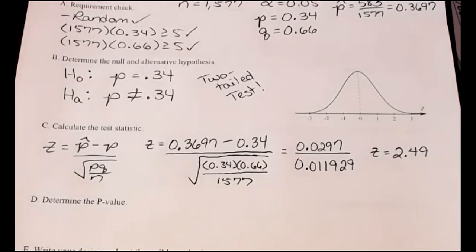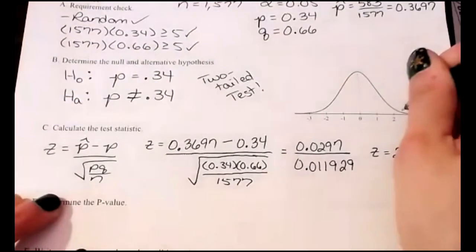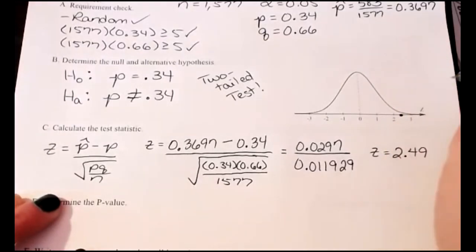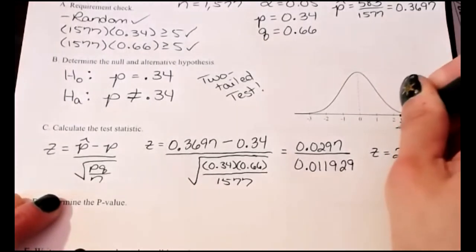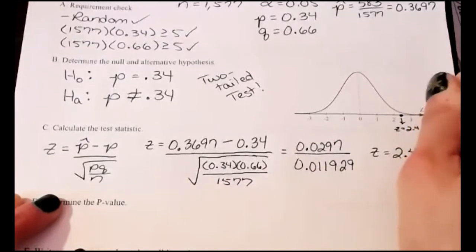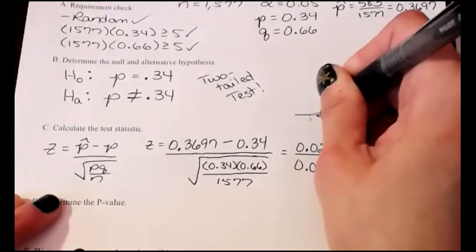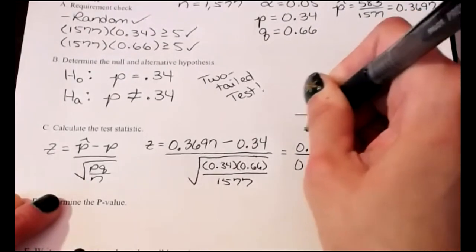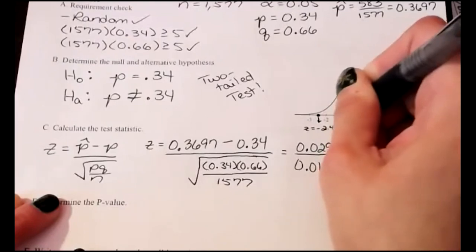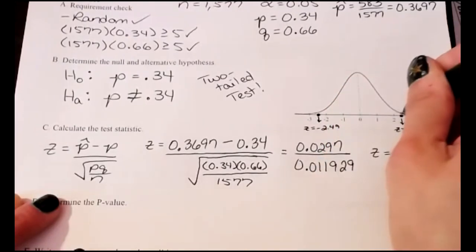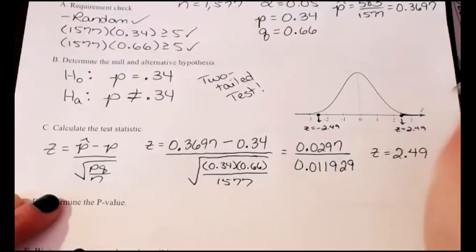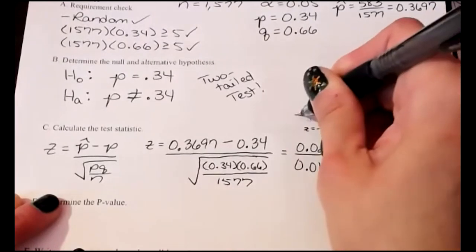Okay. Remember, this is a two-tailed test, which means we have a positive z-score and a negative z-score. So let's plot 2.49, which is approximately here. So this is a z-score of 2.49, but we also need its opposite, which is negative 2.49. So we're going to plot that point. This is z equal to negative 2.49. So essentially, we're going to look at the probability in both of these tails.